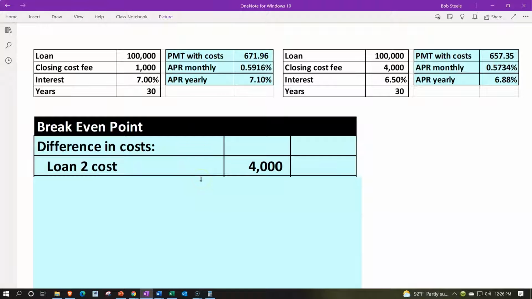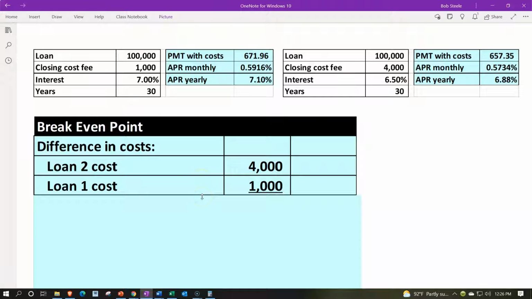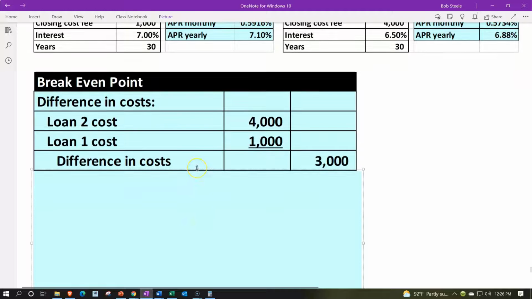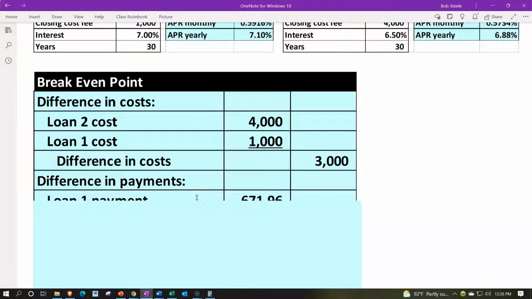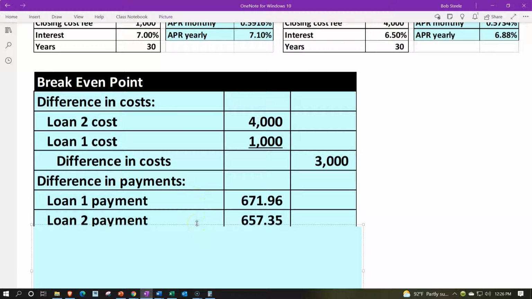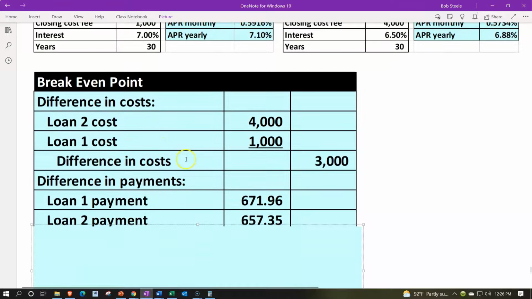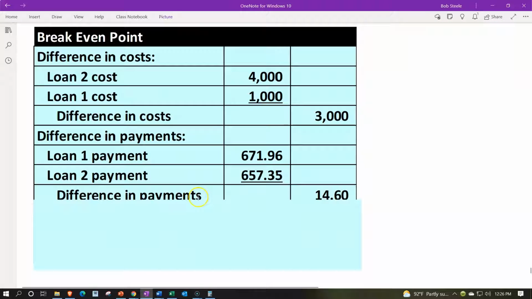The difference in the upfront costs was $4,000 for the more expensive one versus $1,000. That difference is $3,000 in terms of the costs. So how long would it take for those costs to play out if we look at the differences in the payments that we're making? For the first loan, we're making the payments of the 671. We've got the higher payments versus this one over here, but we don't have the higher cost. We only got $1,000 versus $4,000 of cost. So the difference in the payments, the $671.96 and the $657.53, gives us a difference of $1,460.